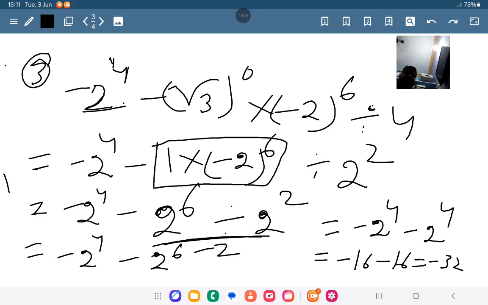Then 2 to the power 6 divided by 2 to the power 2. Here the base is equal. You are dividing it as per the formula, so the powers will be subtracted. That's why I've written 2 to the power 6 minus 2. Then finally minus 2 to the power 4 minus 2 to the power 6 minus 2 equal to 4. Minus, 2 to the power 4 simply is 16, 2 into 2 is 4, into 2 is 8, into 2 is 16. Minus 16, here same minus 16, that is equal to minus 32. Minus 16 minus 16 is equal to minus 32. Okay.